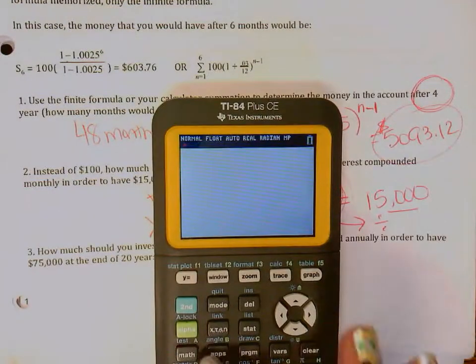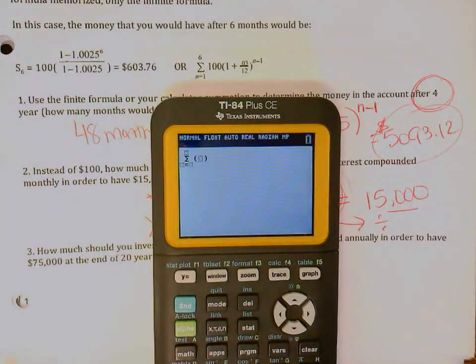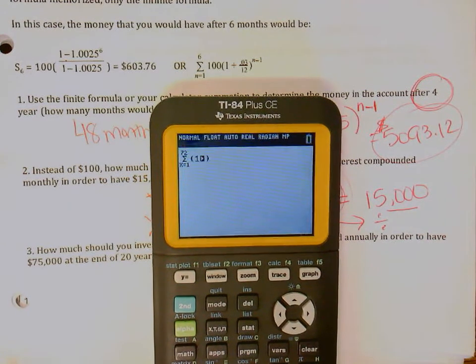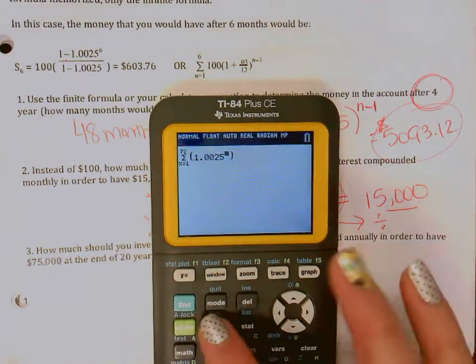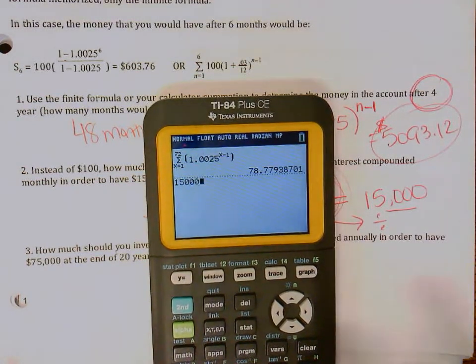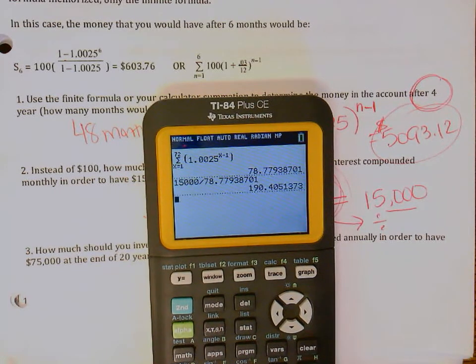So let's go. Math summation. You're going to do X goes from 1 to 72 of just the interest number, the 1.0025 to the n minus 1. So there's no $100 principal because we don't know how much it's supposed to be. We pulled it out front, like taking it out of a parenthesis. This is going to give us some decimal. We're going to take 15,000 and divide by that answer, and that will give me what X has to be. Do I have to invest $150 every month? I have to invest $190.41 to get to 15,000.